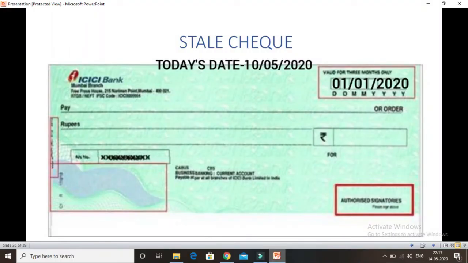This is stale check. Simply, stale check is nothing but an expired check. Observe the dates. Any check is valid for 90 days. After that, it is invalid.